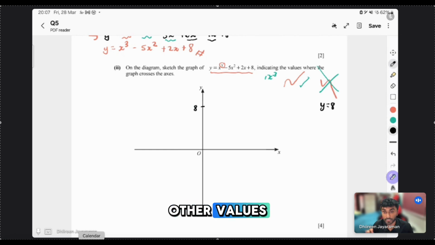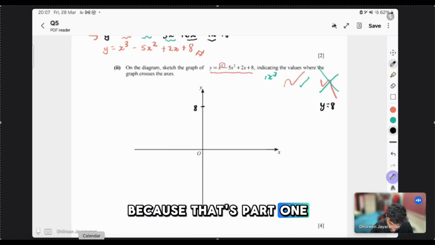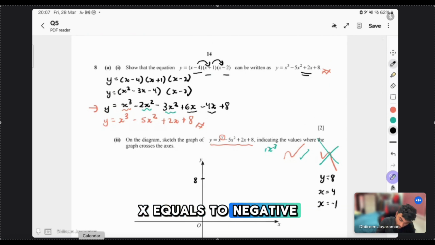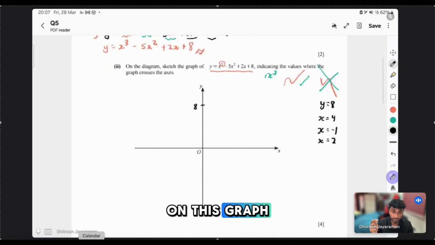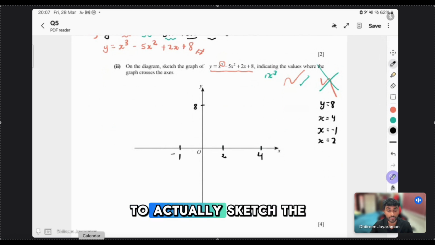Now to find the other values. These values are relatively simple because you have to factorize it, right? But you don't have to factorize because that's part 1 of the question. They gave you this, right? (x minus 4)(x plus 1)(x minus 2). So you know the values of x: x equals 4, x equals negative 1, and x equals 2. So we mark them on this graph. 2, 4 and negative 1. So we've marked the values that we need to actually sketch the graph.